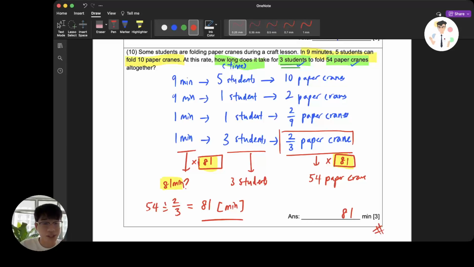Now, if this question is difficult for you, it is totally okay and understandable, because this is slightly challenging. It involves many factors that affect the number of paper cranes that you can make. But of course, if you can get it, that's really good. If you not yet get it, that's fine. When you're up to P6, perhaps when you look back at this question, then slowly you will know how to do it. Okay? And that's it for this question.